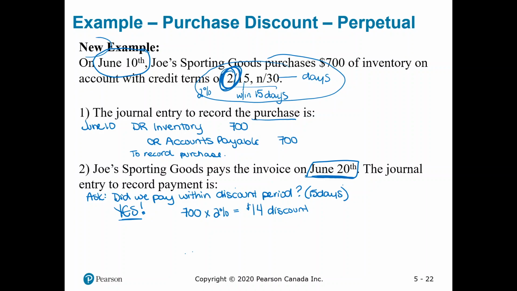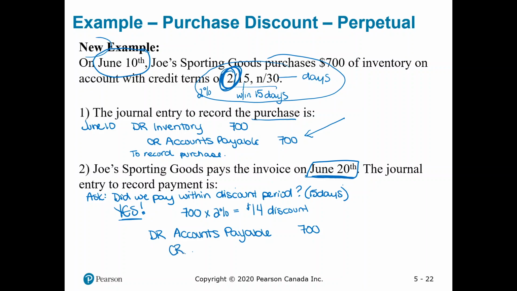So there's going to be 3 parts to an entry like this. First off, if we were to pay off anything on account, our debit is always to accounts payable. Because we set up the AP when we purchased it, when we recorded that purchase. Now we need to get rid of this. And we're going to remove the full $700. So that was what we set up on June 10th. And now we're paying off, or we're dealing with this whole invoice. Therefore, we need to get rid of the full amount of AP.